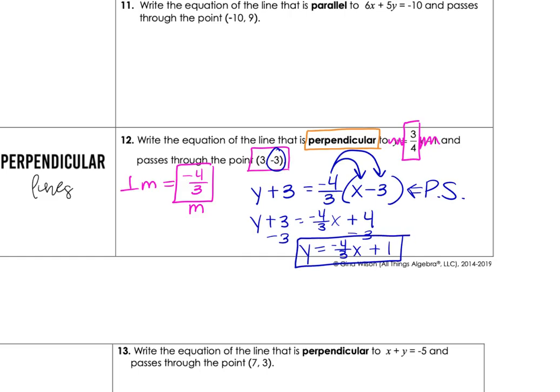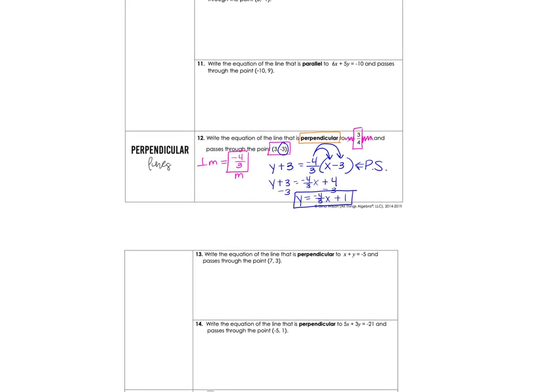Okay, so parallel, we want the same slope. Perpendicular, we want the opposite reciprocal. When I'm multiplying a fraction, like if I'm doing cross multiplication, and one of them is negative, does it apply to both the numerator and denominator? No, just one. Yep. But you're not cross multiplying there, right? No, I remember from the quiz. Yes. Okay, just making sure. Okay, so that's perpendicular lines.